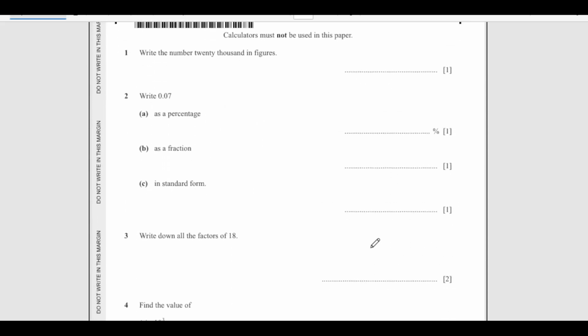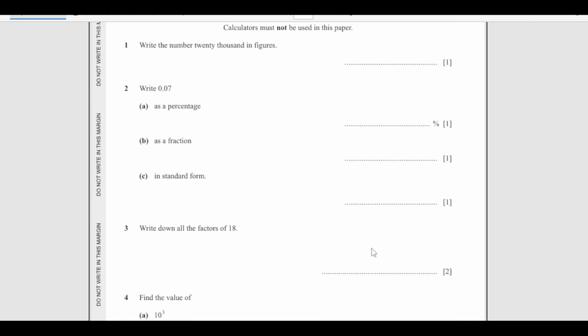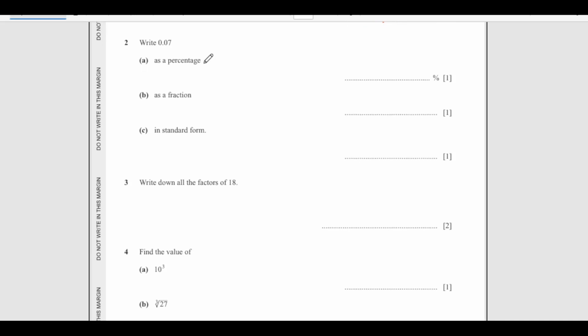So let's see the first question. Here they have again written calculator must not be used. This was the first series when we had this paper to do without a calculator, right? The first question: write the number 20,000 in figures. So 20,000, this is a simple question. As I have observed, this paper is actually quite easy, but still you need to be careful while doing all these questions. I will let you know step by step all the tips and tricks for that.